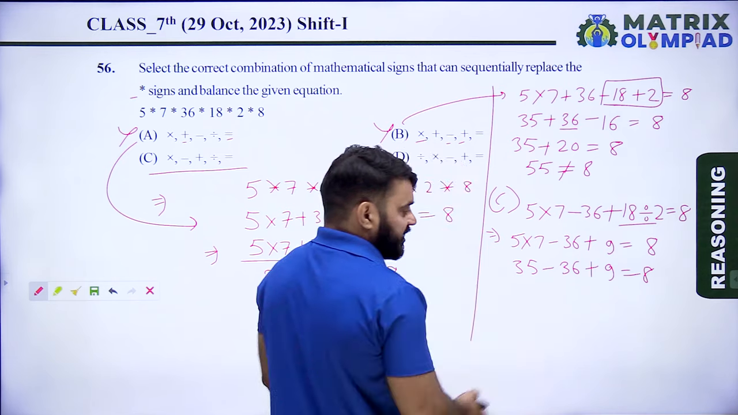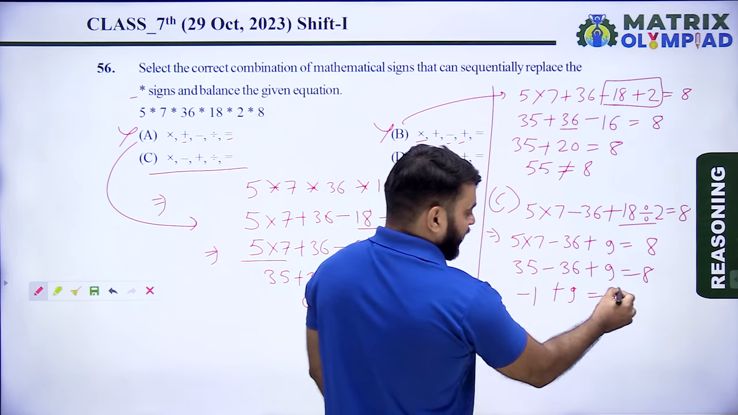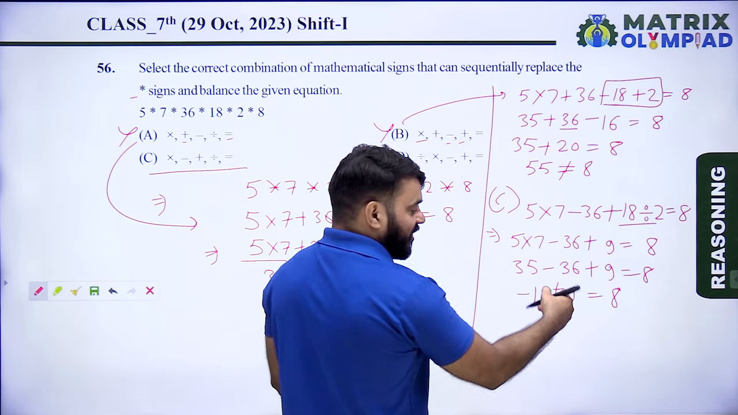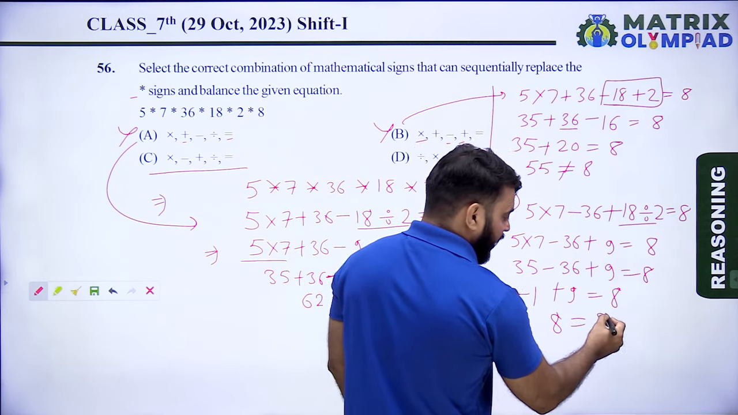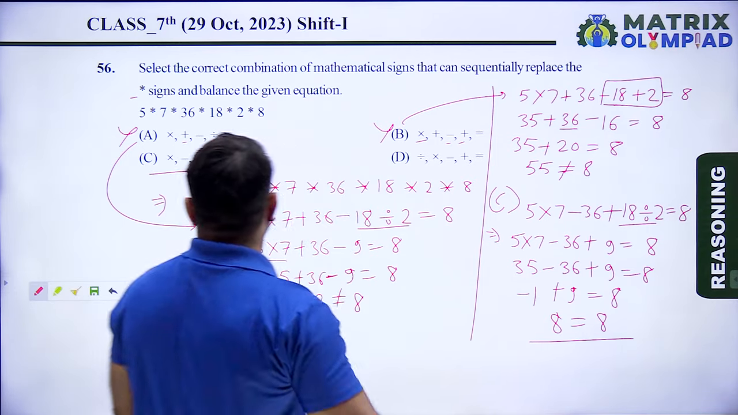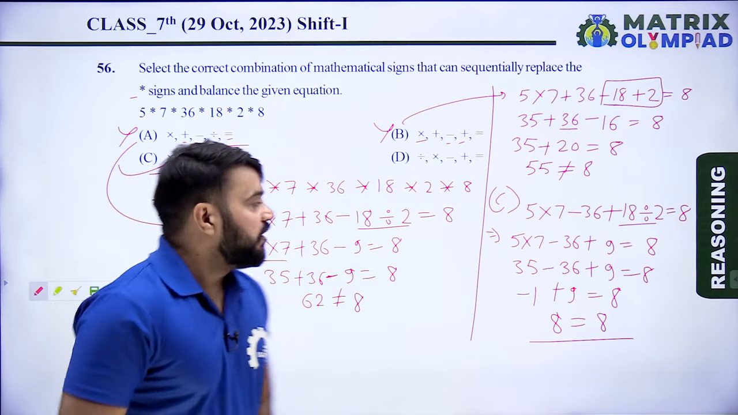35 minus 36 means minus 1, plus 9 is equal to 8. Plus 1 minus, plus minus 1 plus 9, it means plus 8, is also equal to 8. So 8 always equals 8. It means option C is the correct answer to this question.